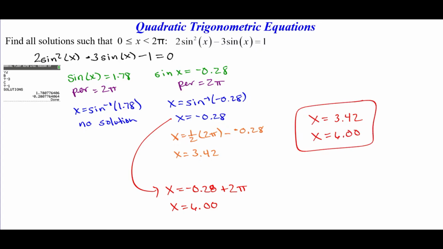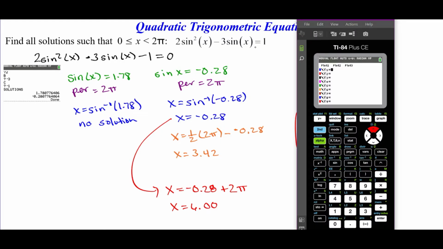I could also solve this equation by graphing on my calculator. I'm still going to move everything to one side and set it equal to 0 because it's a little easier that way. So I enter 2 sine squared. Make sure you close the parenthesis on the x before you put the squared on it, which is different from the way we write it, but in your calculator that's how you have to do it. Minus 3 sine of x, and then minus 1, and the other side will just be 0, similar to what we have written here in black.